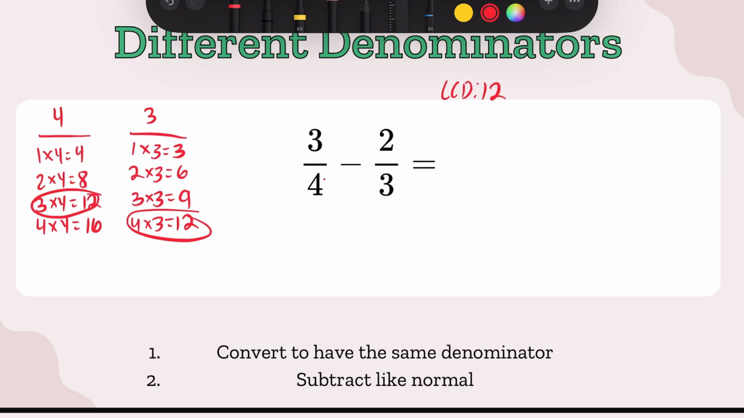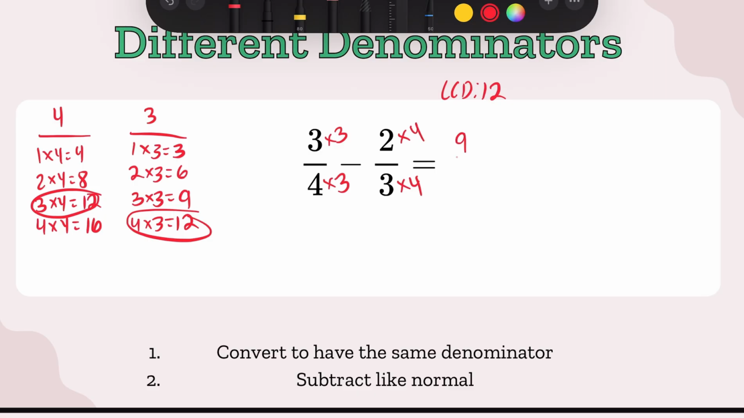So I'm going to multiply 4 times 3 because that's what's going to give me my denominator. That's what's going to give me 12. And whatever I do on the bottom, I do on the top. Same thing for 3. I'm going to multiply 3 times 4 to give me that LCD. And whatever I do on the bottom, I do on the top.